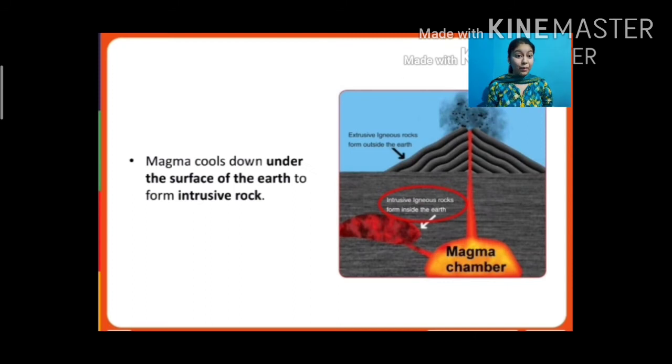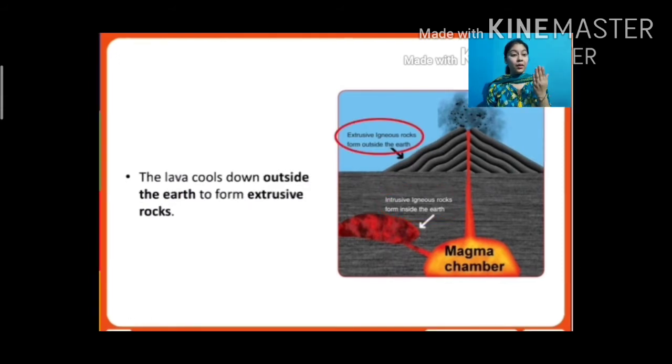When magma cools down under the surface of the earth, they form intrusive rocks. Magma comes out, that is called lava, and when the lava cools down outside the earth they form extrusive rocks. The rocks which are formed inside the surface of the earth are known as intrusive. When the lava cools down outside they form extrusive rocks.